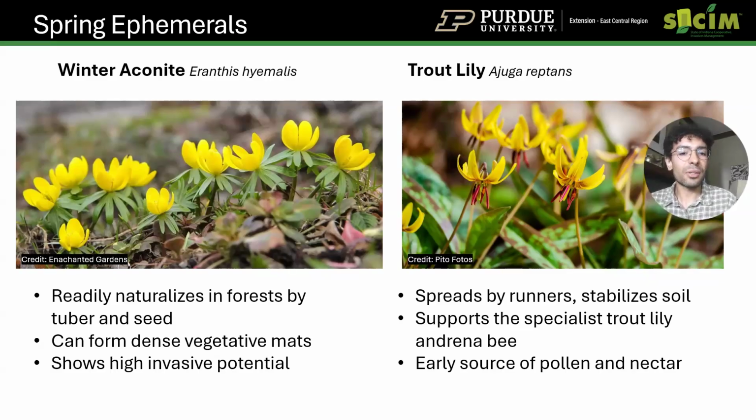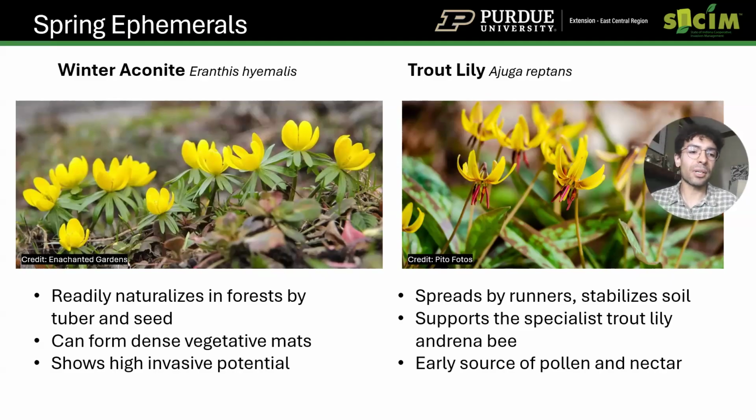So a really good alternative to this is another beautiful yellow flower, the trout lily. This one is also going to spread by runners, but it does so in a much slower way. And it does stabilize soil. I've seen it in a lot of areas on slopes. It forms this mat, but it still allows a lot of other diverse species of spring ephemerals to coexist with it. So it's not forming a dense monoculture in the same way that winter aconite does.